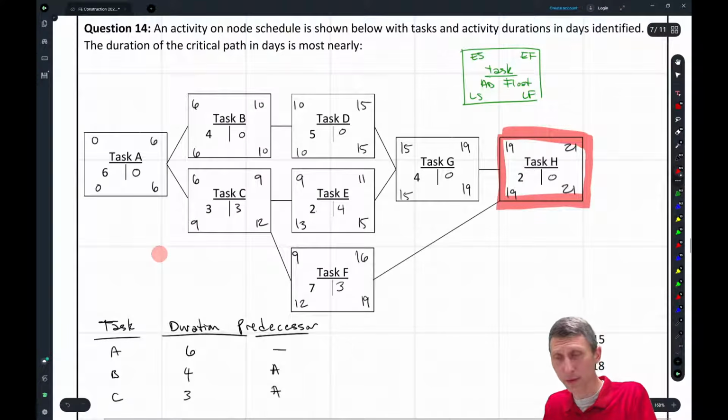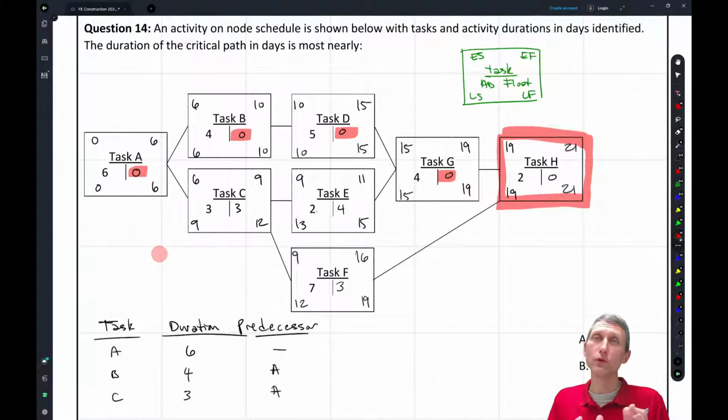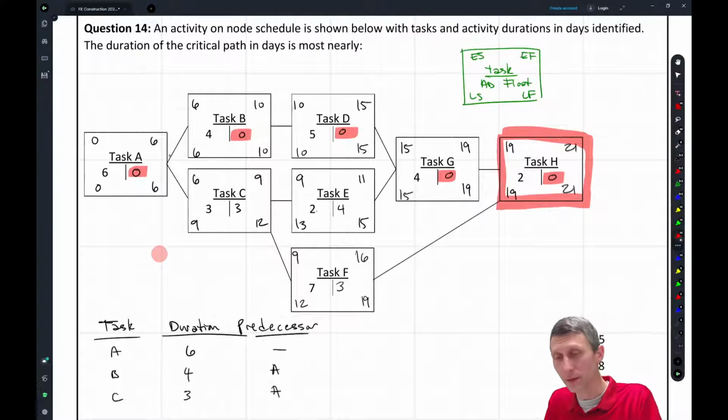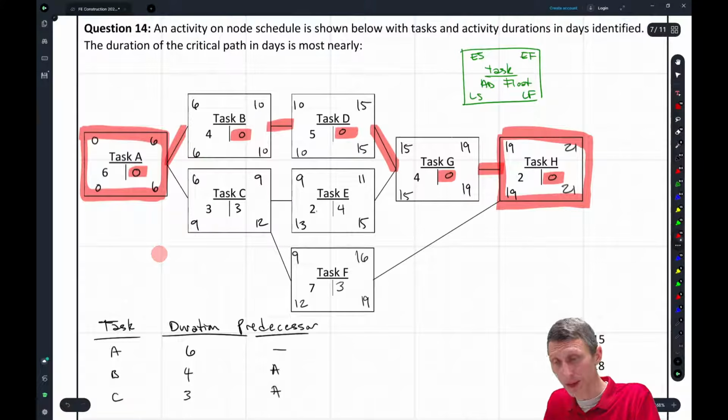So the critical path, we're going to follow that 0. The critical path is going to follow that 0 float. In other words, we can't move these activities at all and still maintain the same schedule. So that's going to be our critical path, this path here, and these activities are going to be on the critical path.